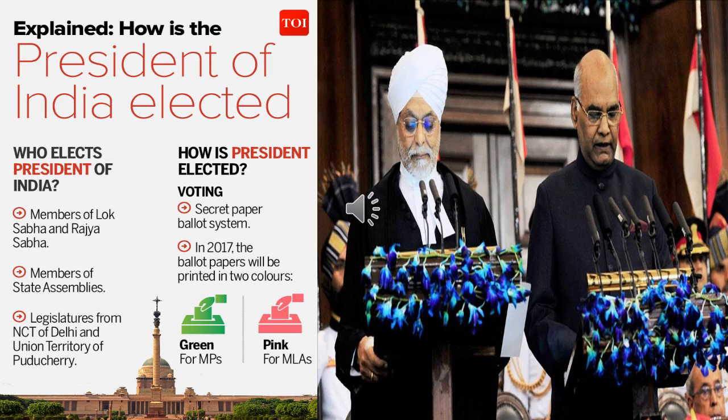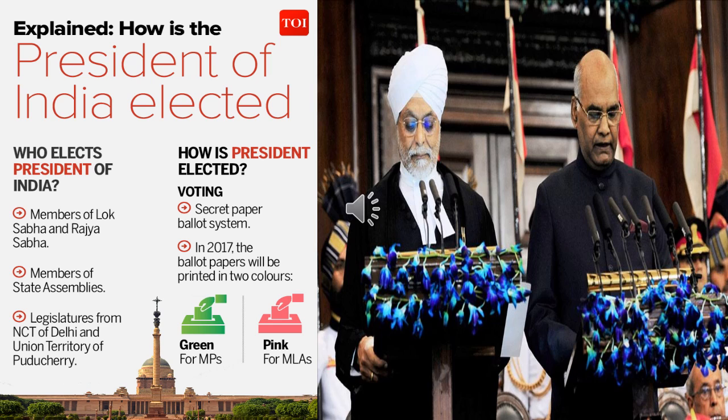The president is elected by the electoral college in accordance with the system of proportional representation by means of a single transferable vote. Their names are given in the ballot, and the elected members of the Parliament and the state legislative assemblies have to choose a name by marking a number. That is the single transferable vote. Only one time are they given the choice to cast a vote.